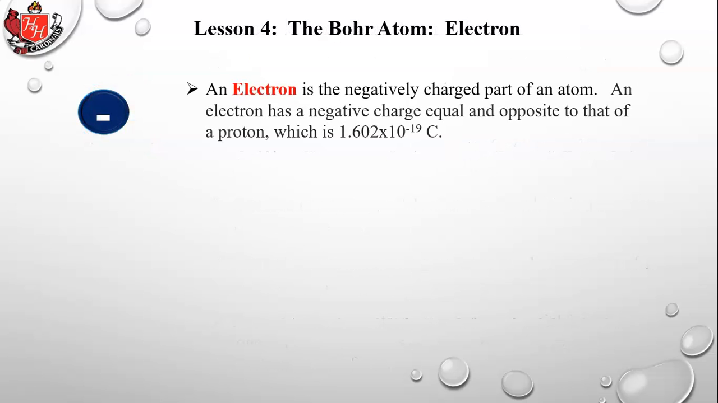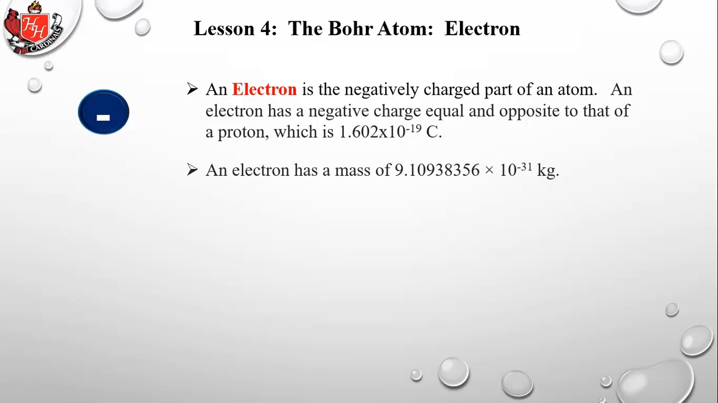Now let's look at the electron. An electron is the negatively charged part of an atom. An electron has a negative charge equal and opposite to that of a proton, which is that number you see there. I'll read that number one time, but you don't have to know it. It's 1.602 times 10 to the minus 19th coulombs. A coulomb is a measure of electrical charge.